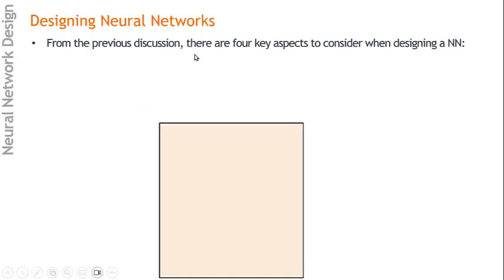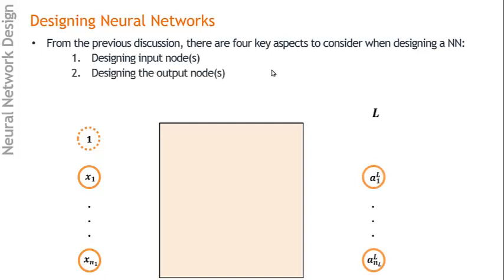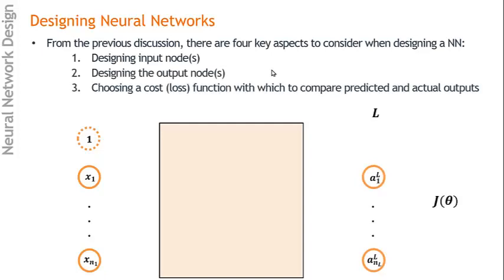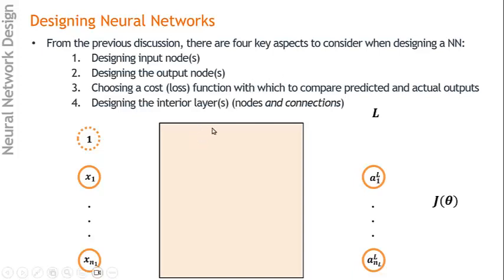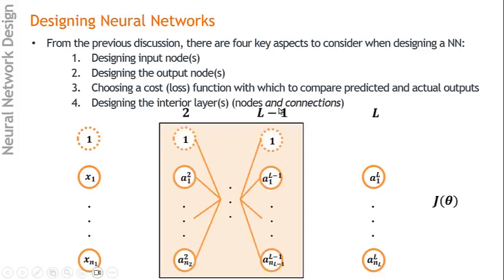From the previous discussion, there are four key aspects to consider when designing a neural network. First, you have to design the input nodes, then you have to design the output nodes, and then you need to choose a loss function, and then you need to design the interior layers. This includes both the nodes and something we haven't really talked about. Previously, we've had all the nodes connected at each layer, but in fact, you can choose which nodes to connect. You may not include all of the connections.